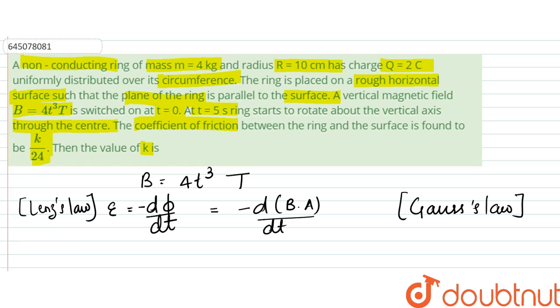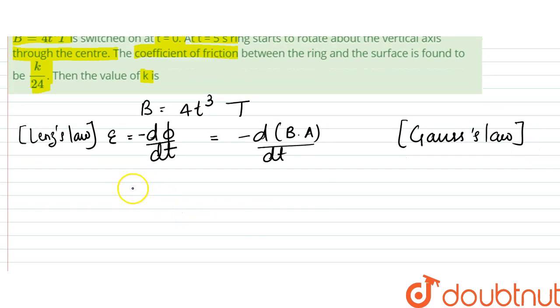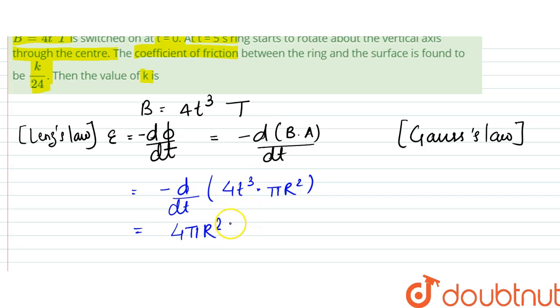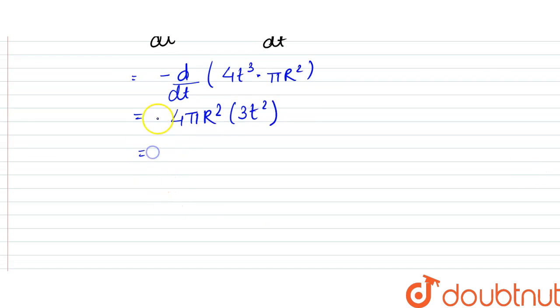Right? So that can be written as minus d by dt of, since B is 40 t cube, into pi r square. Since the constant term would come out, so that is 40 pi r square into d t cube by dt, so it would be 3t square, right? So that can be written with a negative sign. So 40 times 3 is 120 pi r square t square, right?